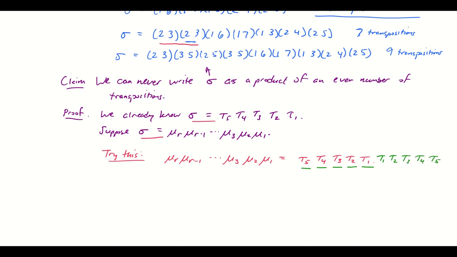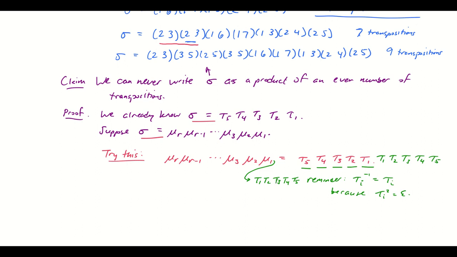Okay, so just as a reminder, for each i, tau i inverse is equal to tau i, because tau i squared is equal to the identity. Okay, now I shouldn't forget to multiply on the right side of this expression also by tau 1, tau 2, tau 3, tau 4, tau 5.